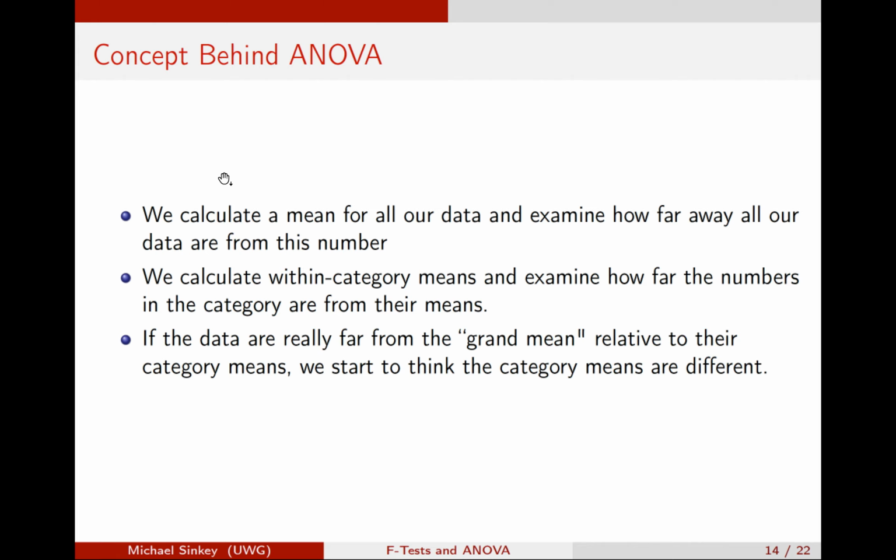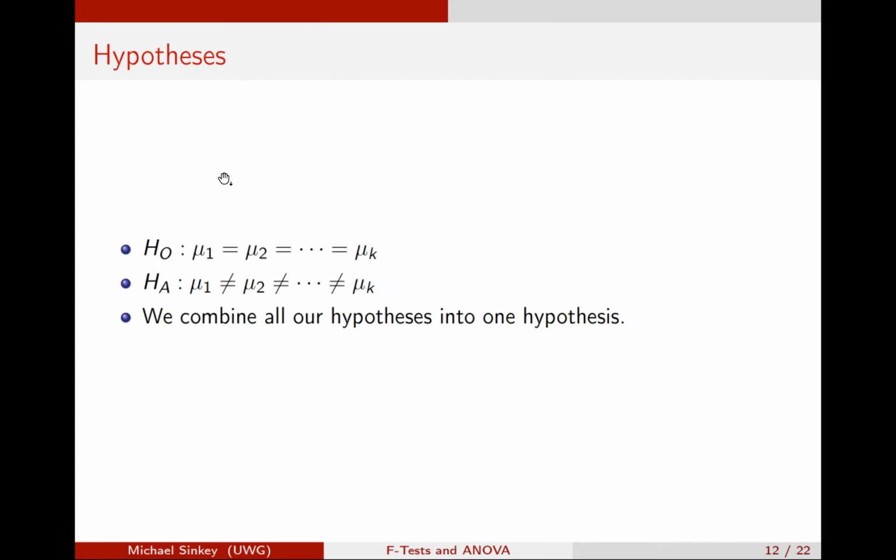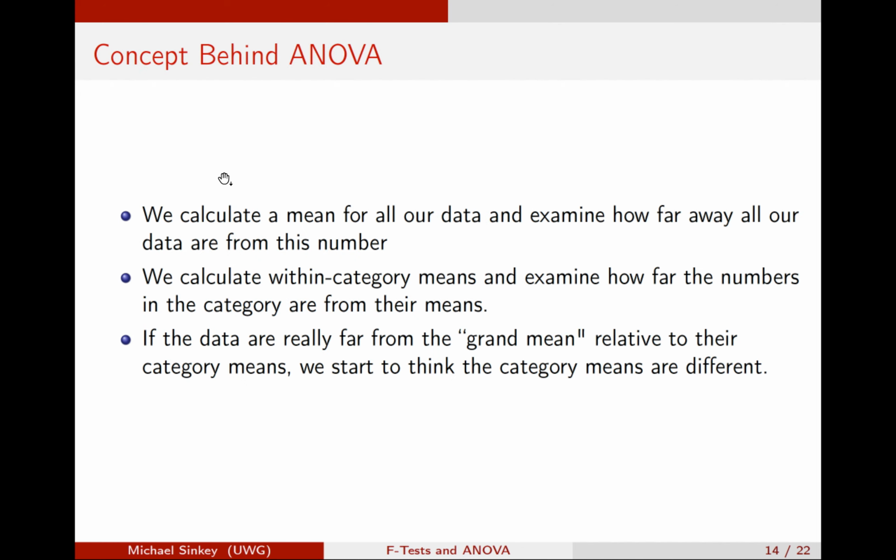So the concept behind ANOVA, I think, is really elegant. We calculate one mean for all of our data, and we examine how far away our data are from this number. So in the null, if the different populations are equal, then one number represents them all. So what we're going to do is calculate that sample number, that's the grand mean, and just see how far away our data are from the number. All of the data from all of the populations.